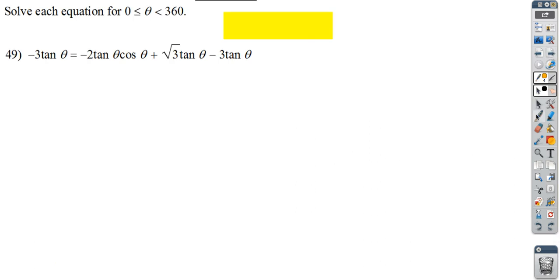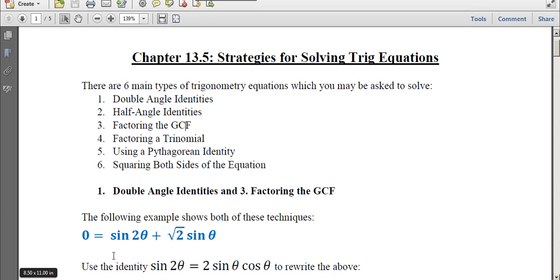Alright, last one for this video, and then we'll finish the practice test in the next video. So this one is a totally different strategy now. We don't have any double angles or half angles, so we're not using strategy 1 and 2. It's going to be one of these other strategies right here, either a GCF or a trinomial or a Pythagorean identity, or squaring both sides.